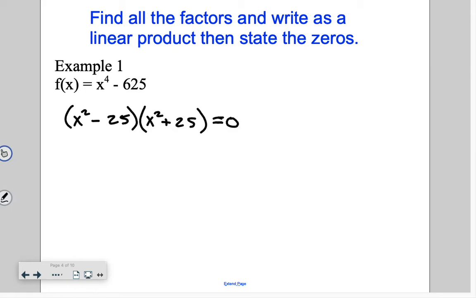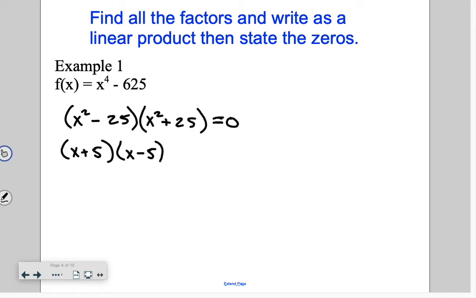Can I keep factoring? First one, can I keep going? Yep, there's another difference of squares. Let's factor again. So that'll be x plus 5 and x minus 5. What about the second factor? It's not a difference of squares because we have a plus sign.